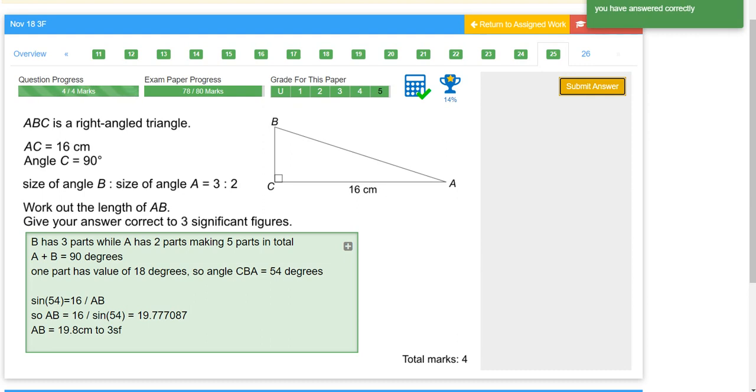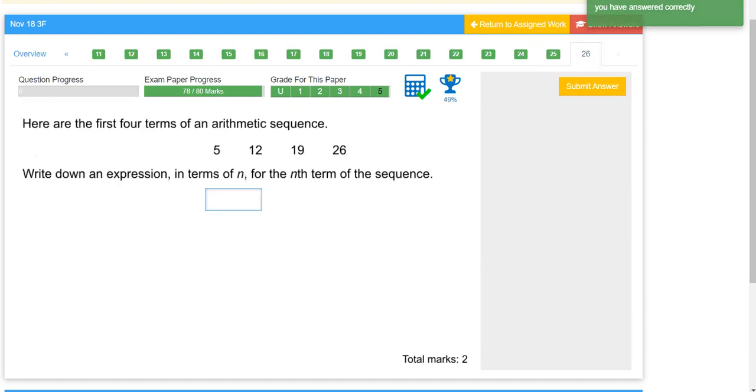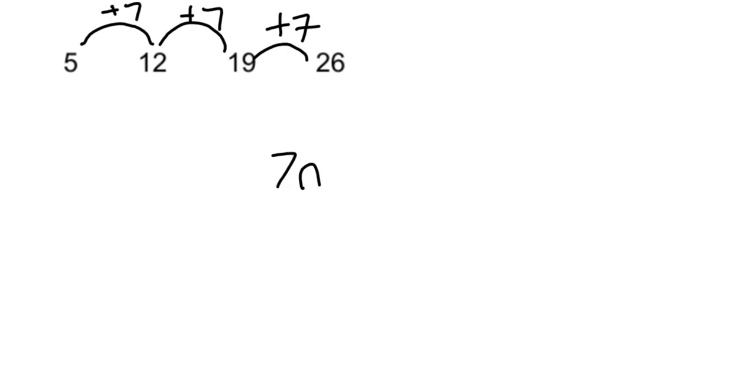And we have one last question to do. So, question 26. I want to find this arithmetic sequence. Well, we should know how to do that by now. Plenty of these in our starter questions. So I find what is the difference between them. So from 5 to 12 is plus 7. From 12 to 19, plus 7. That's plus 7. And because they're all the same, I can write that's going to be 7n.